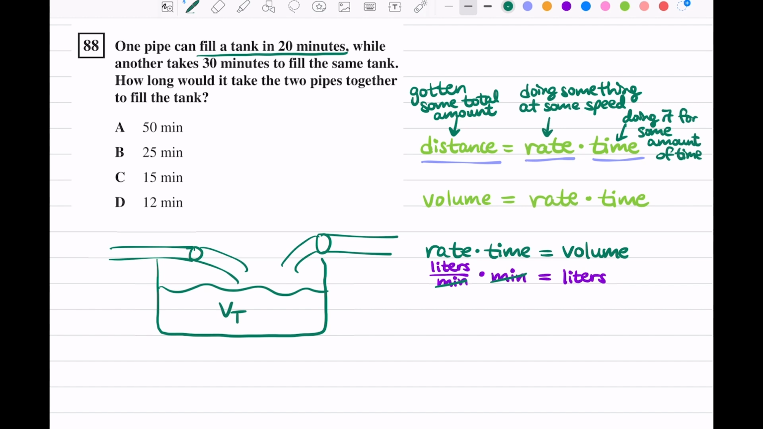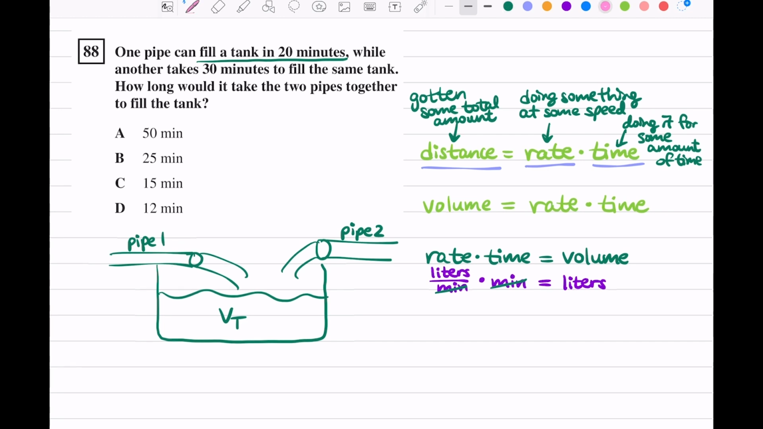So let's take a look at our question one more time. One pipe can fill a tank in 20 minutes, while another takes 30 minutes to fill the same tank. How long would it take the two pipes together to fill the tank? Let's call this first guy pipe 1, the other guy pipe 2. Let's see if we can write something down about these two pipes. So we're told that our first pipe can fill a tank in 20 minutes. Let's see if we can put that information into our formula.